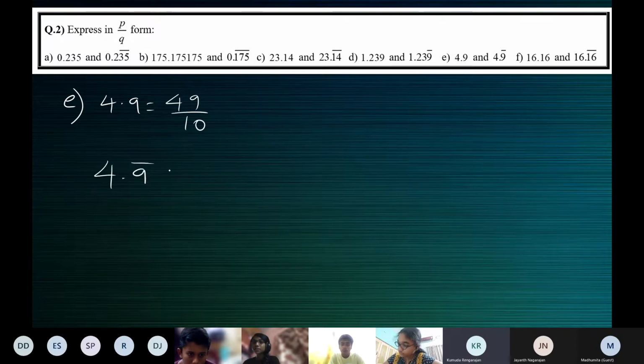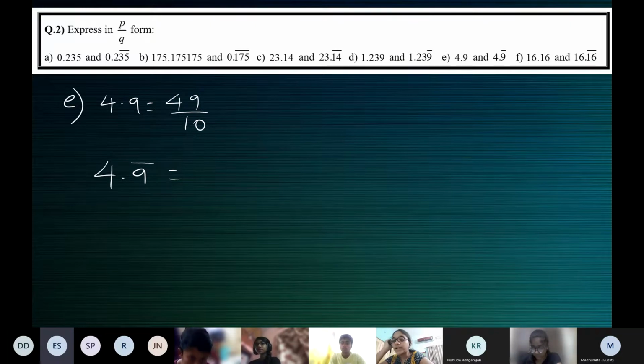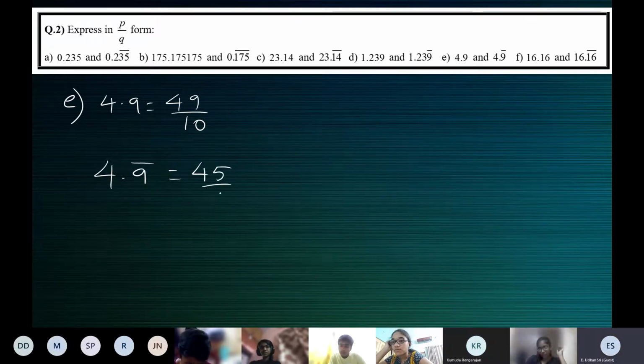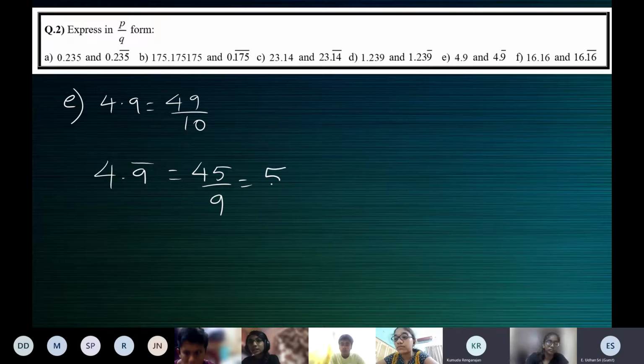And what is 4.9 recurring? 4.999. Correct. What's the P by Q form? 45 by 99. Somebody said the answer, please. 45 by 9, ma'am. So you can see these cases. The answer is 5 by 1, ma'am. It's nothing but 5 or 5 by 1.